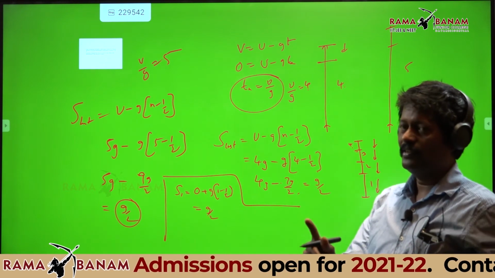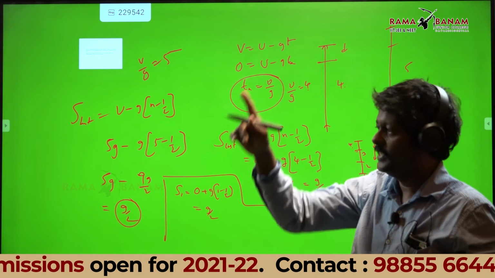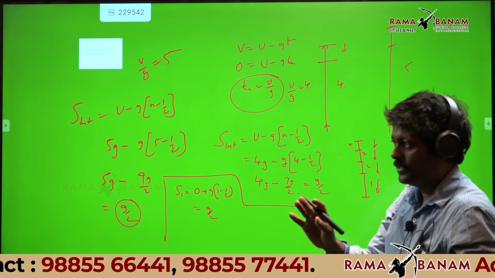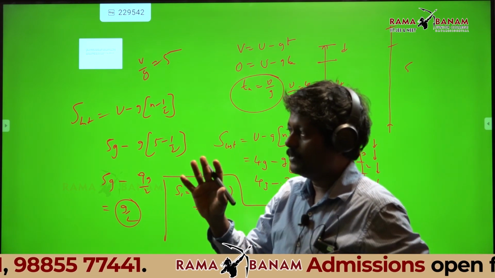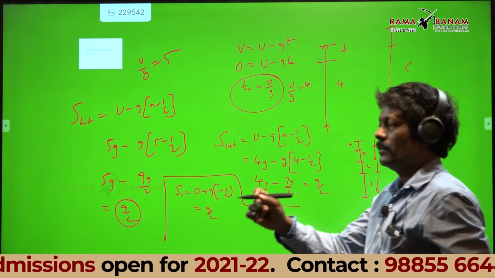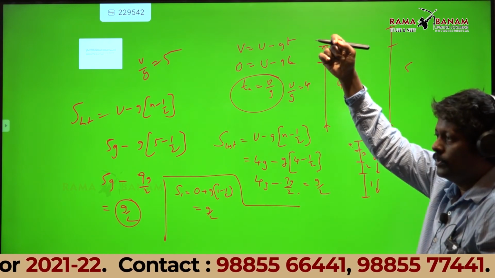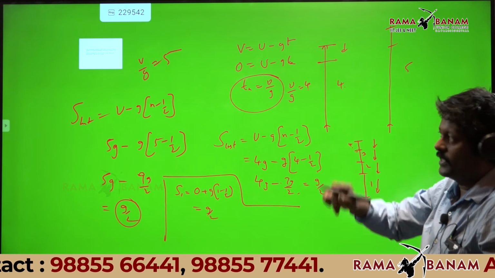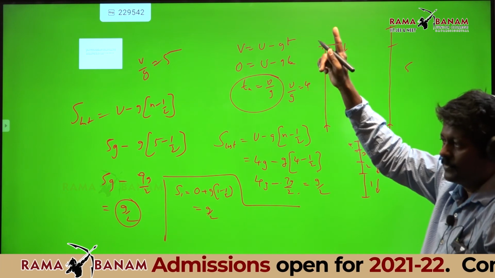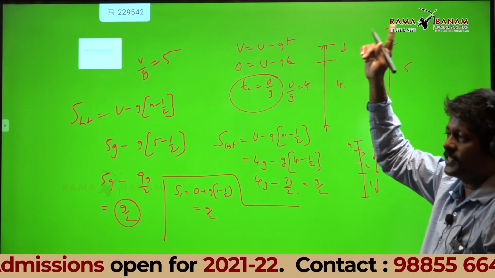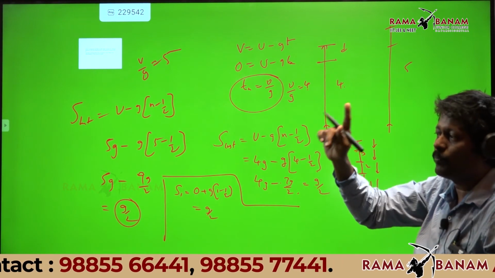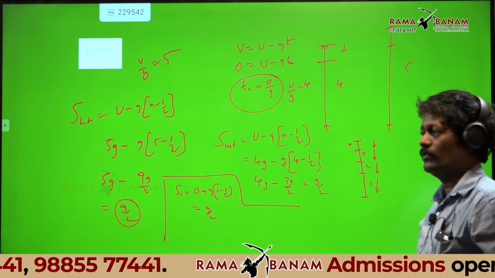So if they say in the last second of ascent it is D, for 4 seconds. If the time of ascent is 4, in the last second it is D. If the time of ascent is 5, in the last second D. If the time of ascent is 6, last second D. If the time of ascent is 10, in the last second it is D. D is nothing but 4.9 meters. Very good.